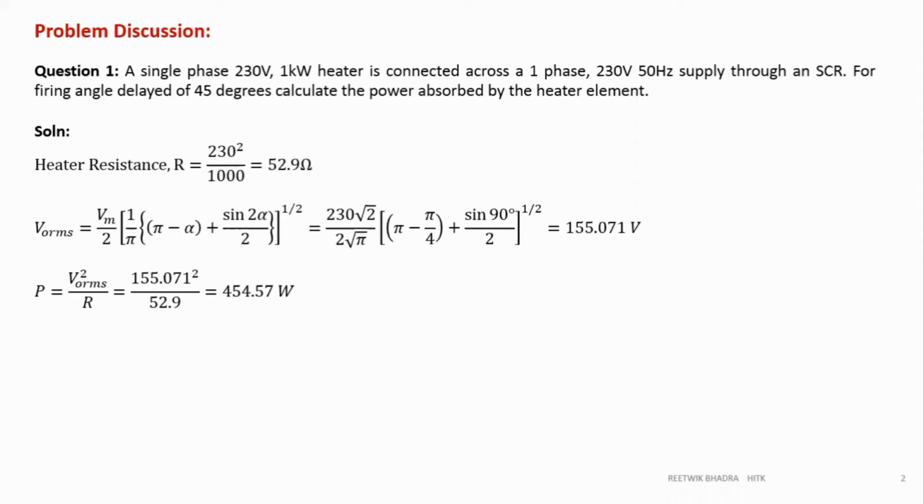So the 1 kilowatt heater load is given, rating is given 1 kilowatt and 230 volts. So I can find out the resistance. Our heating element is always considered as a resistive element. So R is equal to 230 square by 1000. You know this formula, P is equal to V square by R. So from there you can calculate this and then substitute your VRMS for a half wave rectifier.